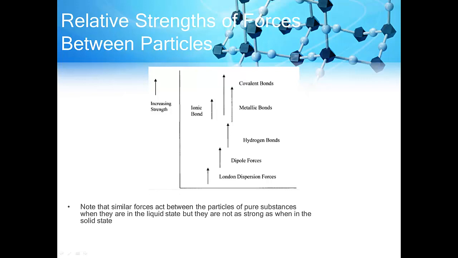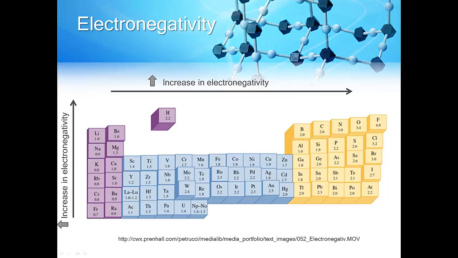So here are the relative strengths of the different kinds of forces that we've covered. London dispersion forces are the weakest, then dipole forces, hydrogen bonding, okay, and our ionic bonds are a bit weaker than our covalent bonds. And there are also metallic bonds in there as well, which we won't cover too much in this course.